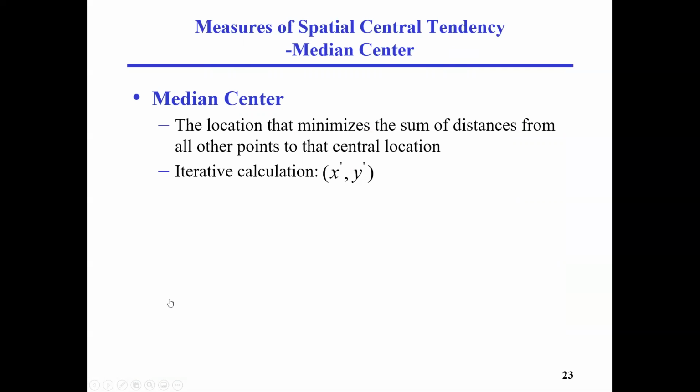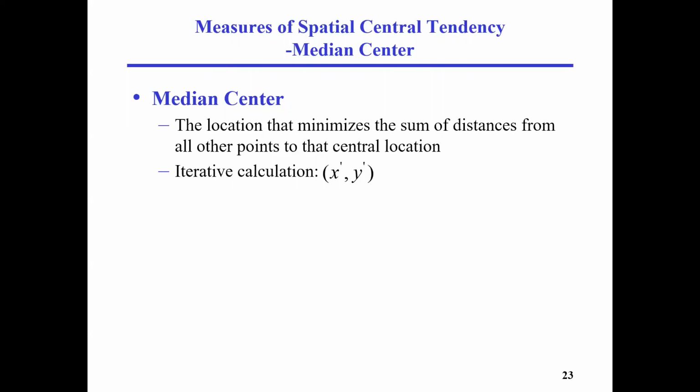we can also find out something called median center, the location that minimizes the sum of distances from all other points to that central location. That central location is the median center, and it is an iterative calculation. We use x prime and y prime, this pair of coordinates, to address the location of median center. Why is it an iterative calculation? Because there is no single formula or multiple formulas that can finish this calculation in one step.